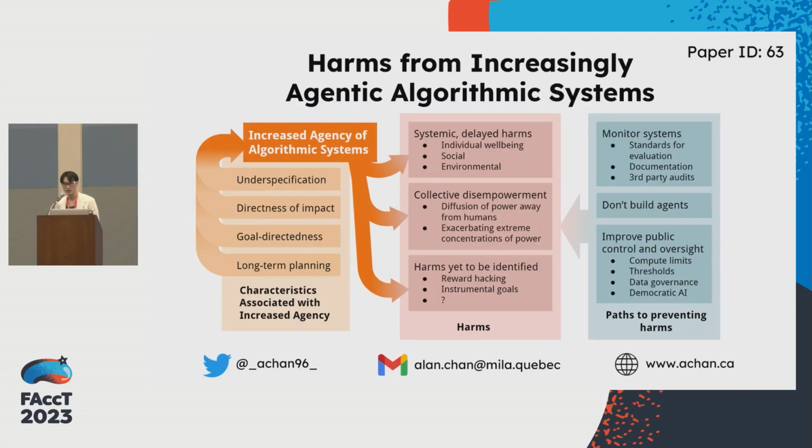I want to finish by emphasizing that the development of agentic systems is a collective choice. It might seem like we're going very fast and we don't have collective control, but we need to remember that we do, and we can assert back control from unaccountable actors that are imposing negative externalities on all of us.